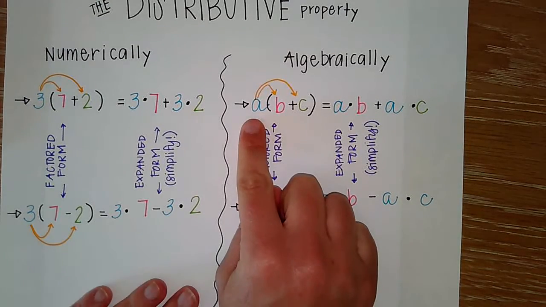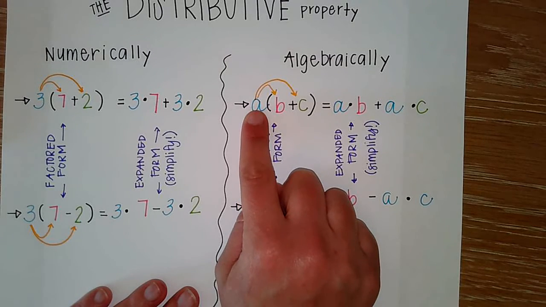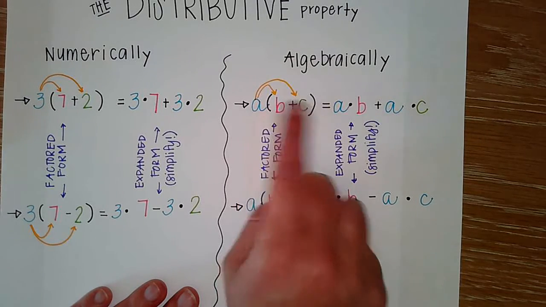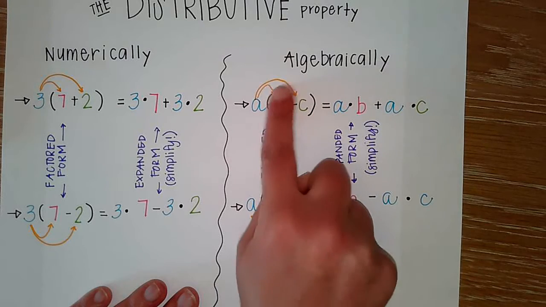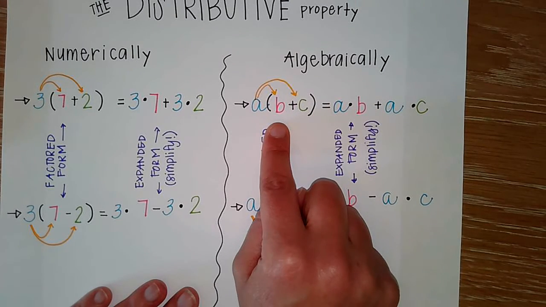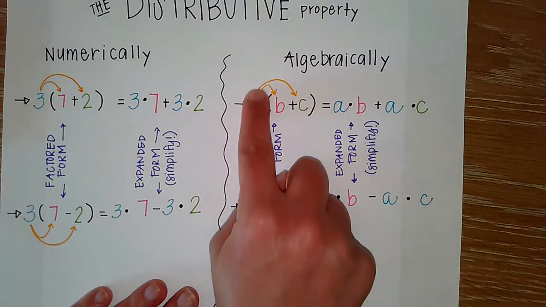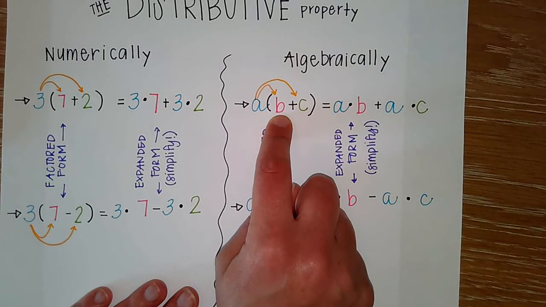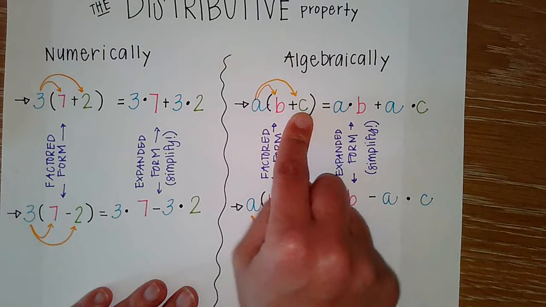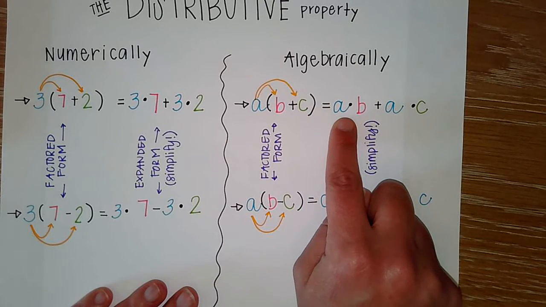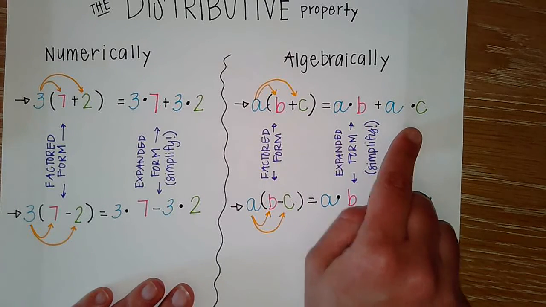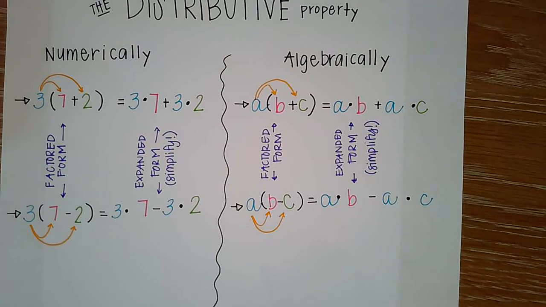So if we take a look here, we've got that outside factor of A being multiplied to the group of B plus C. Now, this is not simplified, but I can take that A and distribute the A, multiplying it to B and C separately, allowing us to have A times B plus A times C, and simplifying that down to AB plus AC.